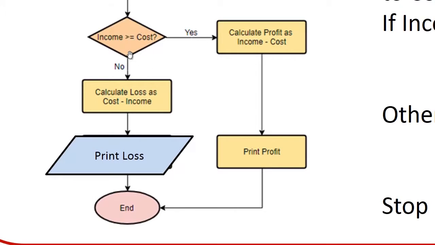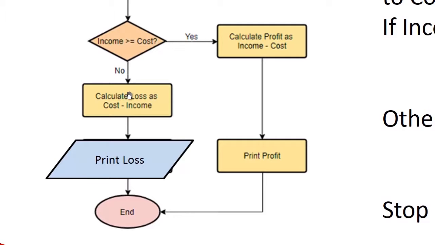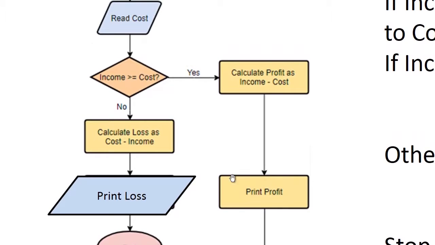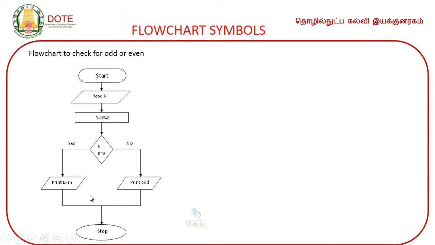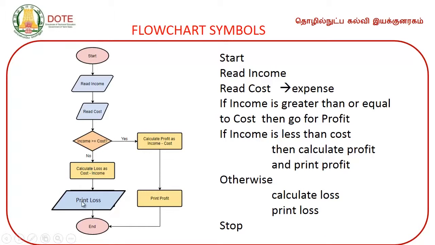Suppose the condition fails, that is, it is no. Is income greater than or equal to cost? No. Then we come to calculate loss. It is also a process. Then we print the loss. So, all the steps like input and print are given in a parallelogram, and calculations like assignment are given in rectangular boxes.